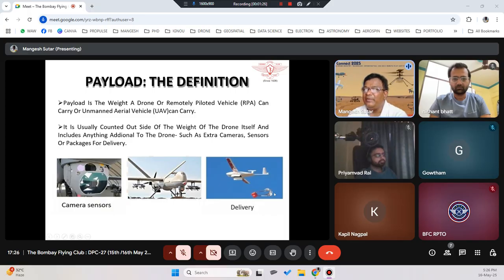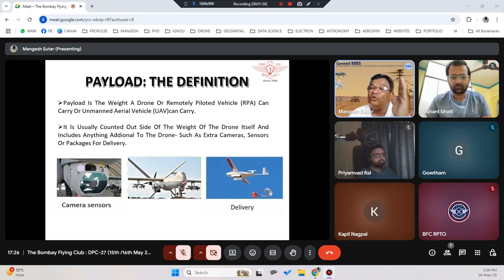So this is payload, this is drone. When the drone and package is inside, it is the total weight of the drone. When the package is outside, this is only drone weight and the package is separate. Whenever we normally say takeoff weight or maximum takeoff weight, it is drone plus payload. Remember this, drone plus payload. Drone weight can be calculated separately and the payload weight can also be calculated separately, but the combination of both should be 50% of your total thrust.